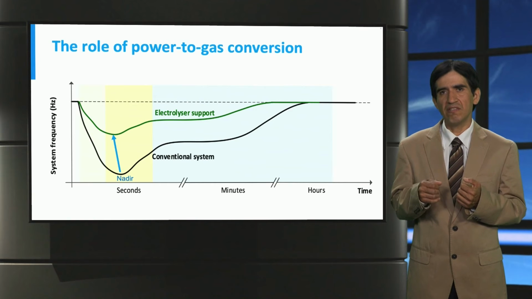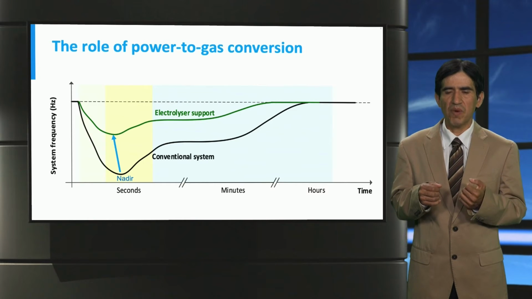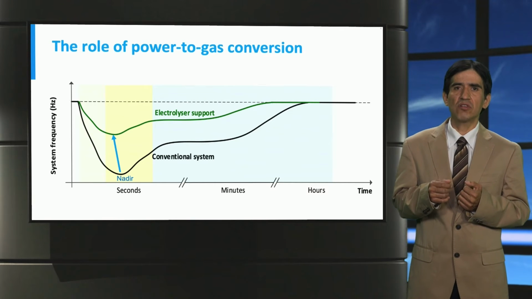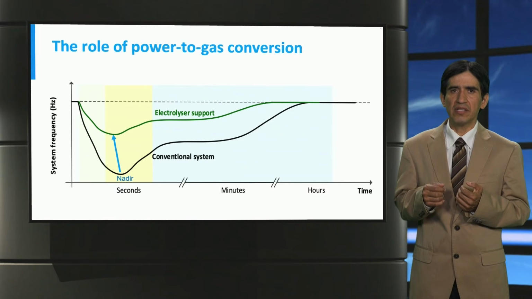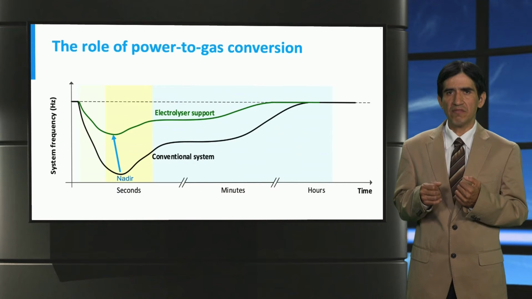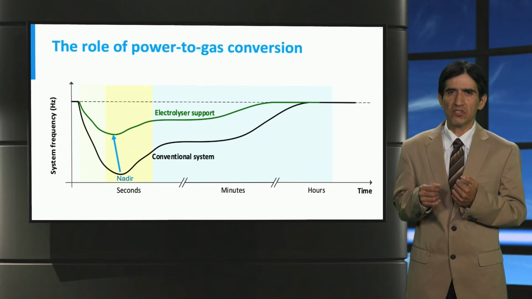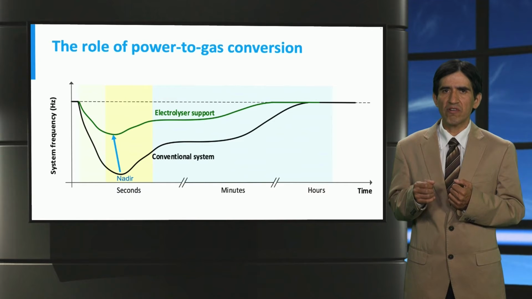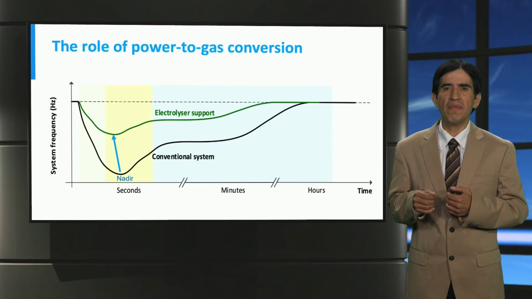As illustrated in the figure, if a large renewable energy-based power plant suddenly disconnects from the system, very fast control actions are needed to prevent steep and large frequency deviations due to an imbalance of active power. We can use electrolyzers to perform such control actions, which is more effective than existing solutions used in conventional systems.